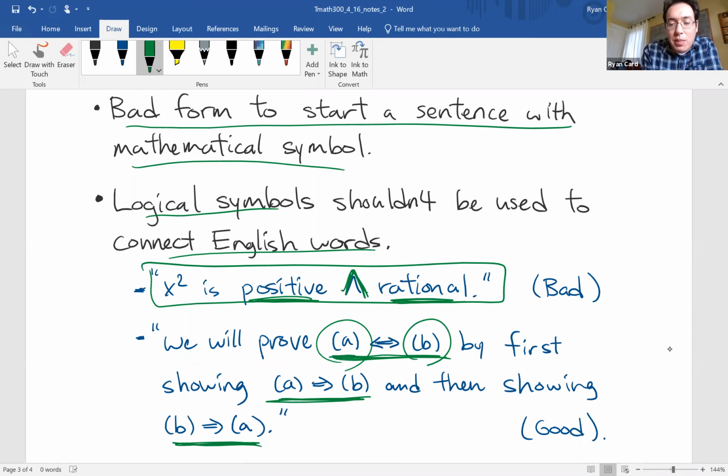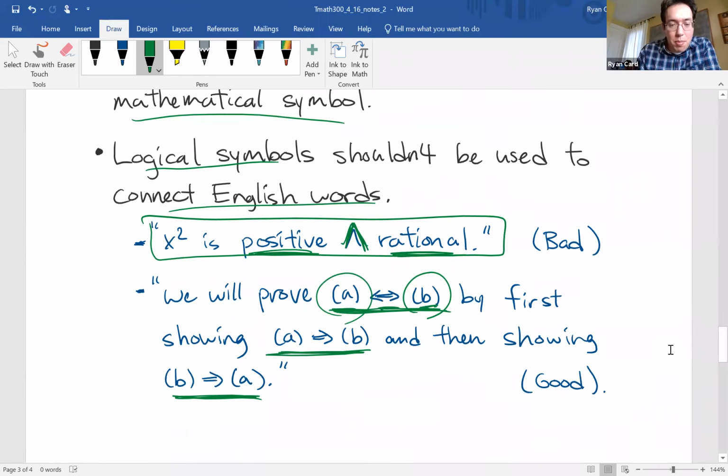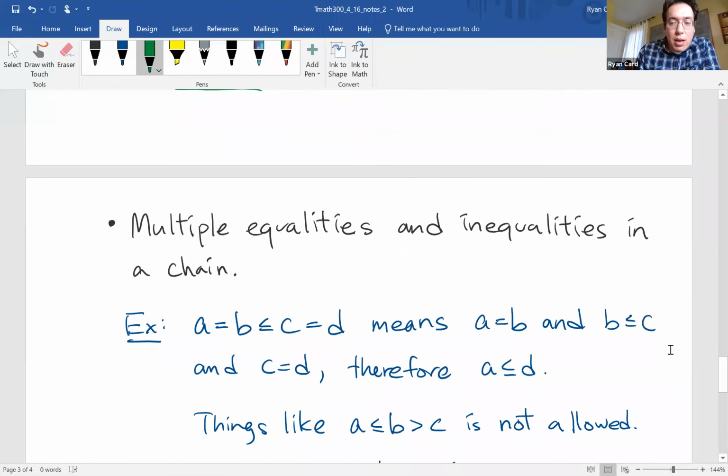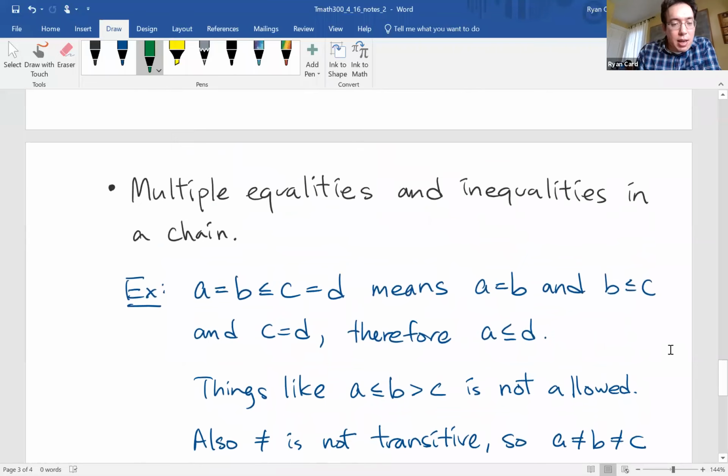So if you have symbols before and after these logical symbols, it's perfectly fine to write or type that way. Okay. And I think this is the last point.